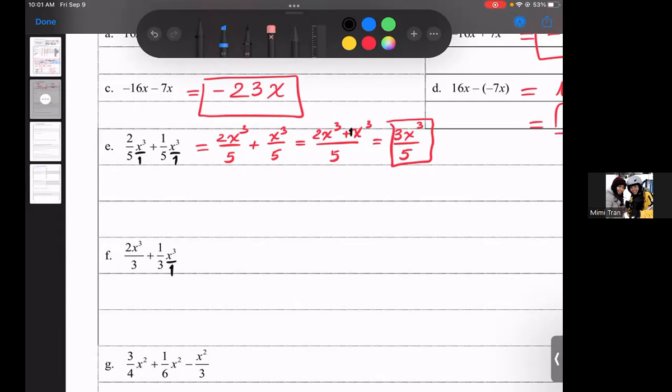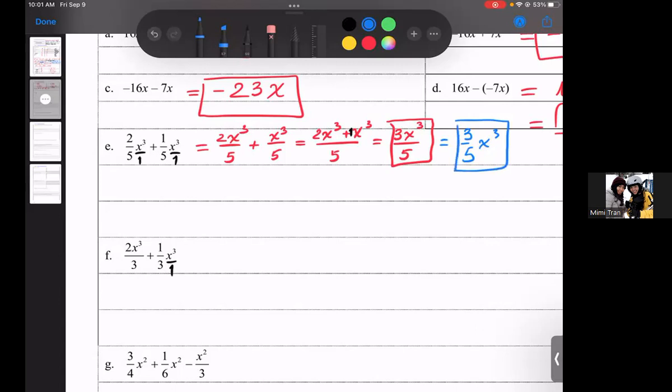Okay, so the accepted answer for me is this. Somebody else writes it like this: 3/5 and then x is in the middle right here. It's the same thing because I can put a 1 in there, right? And then 3 times x cubed is still 3x cubed. So I accept that as well.